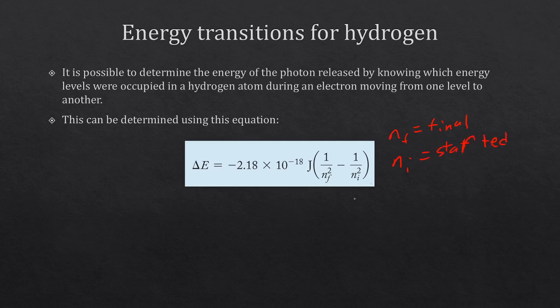You may see this equation written slightly differently. If you Google it, you could change the order of NF and NI, but then you'd also change this negative to positive. So you'll see it multiple ways. It's not a different equation, it's just some rearranging.